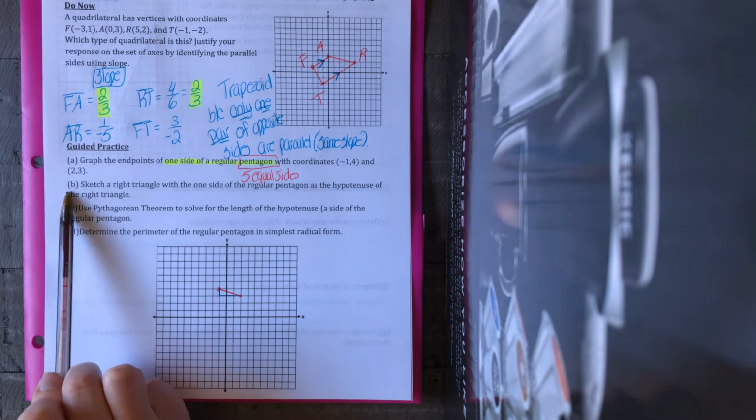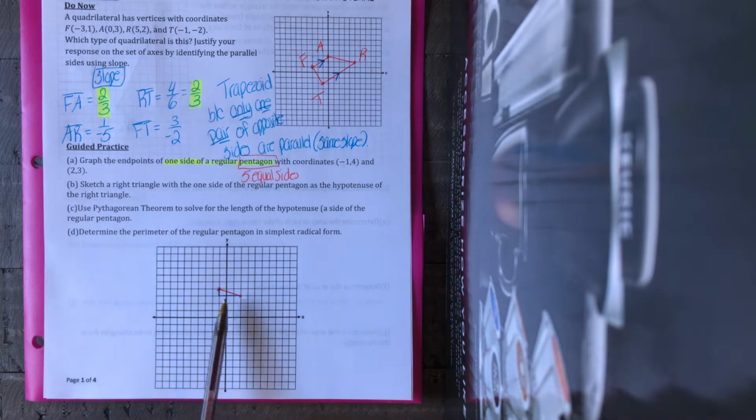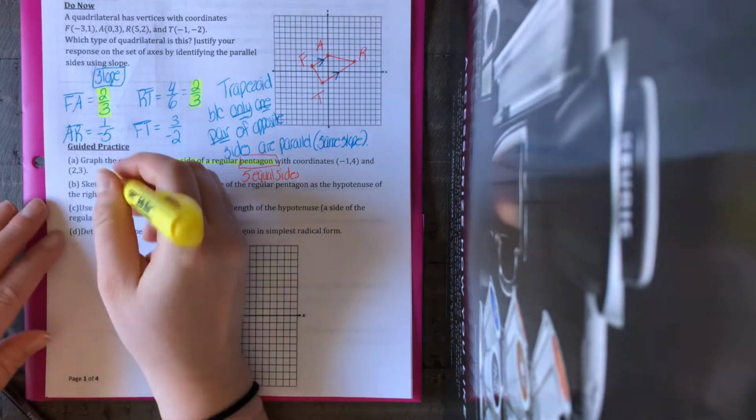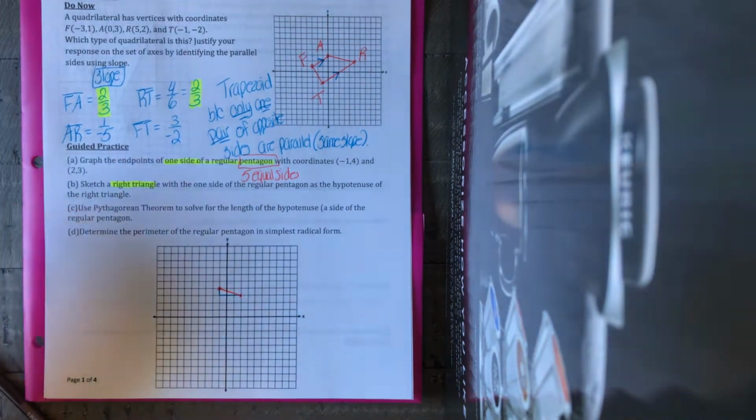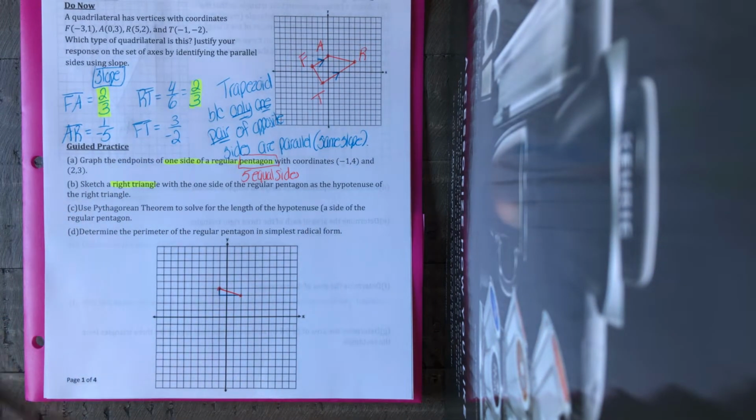Then part B tells me to sketch a right triangle. A right triangle is something we've gone over a lot in class, way before all of what's going on right now has happened. So you guys should know that you're just going to connect really our rise and our run here for our slope to make that right triangle.